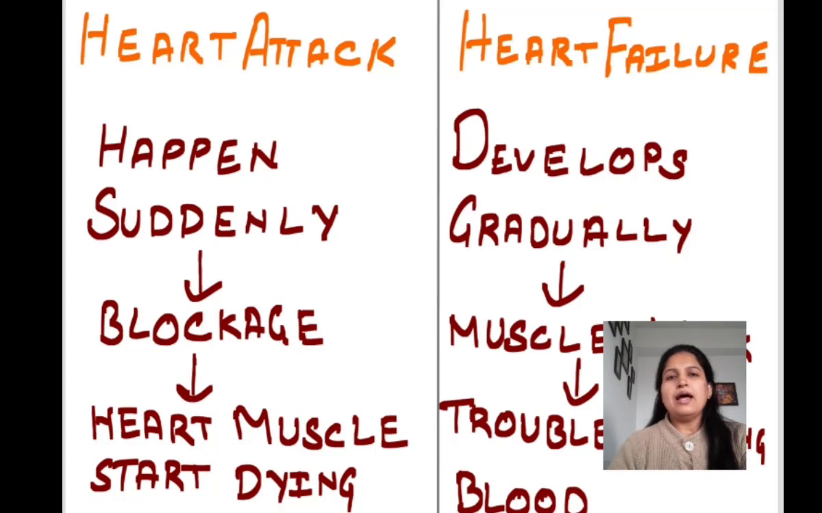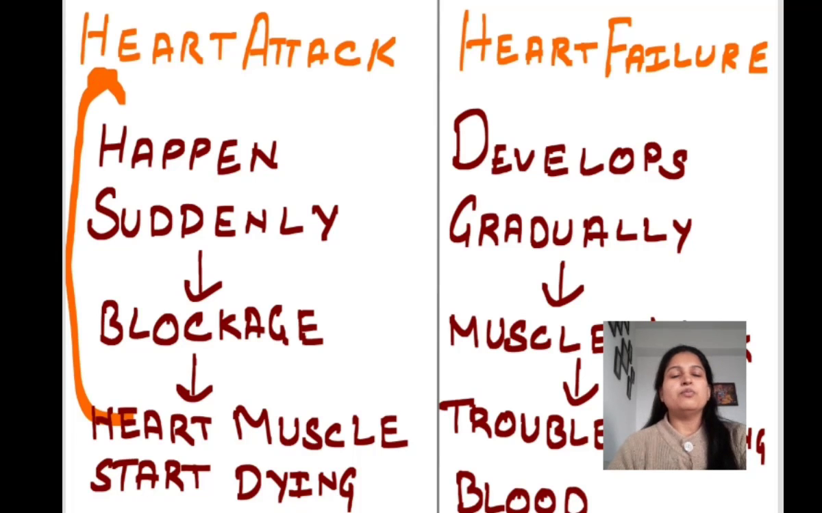And why does it happen suddenly? Because of a blockage in the coronary artery, coronary heart disease, which leads to an inadequate supply of oxygen to the heart muscle, and the heart muscle starts dying due to the inadequate supply of oxygen to it, and which suddenly develops into a heart attack.